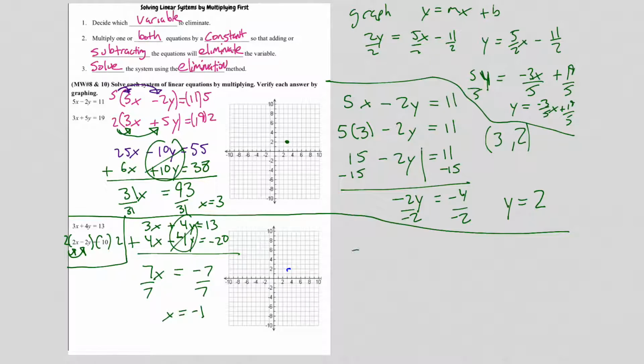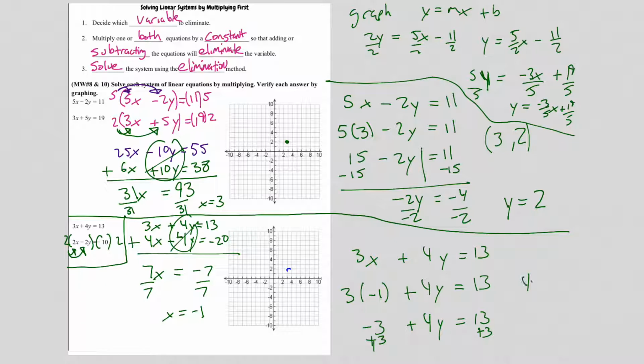Now that I know what x is equal to, I can plug it in here. 3x plus 4y equals 13. I'm substituting for x the value of negative 1. 3 times the negative 1, negative 3, plus 4y equals 13. Plus 3 to both sides. 4y is equal to 16, which is 13 plus 3.